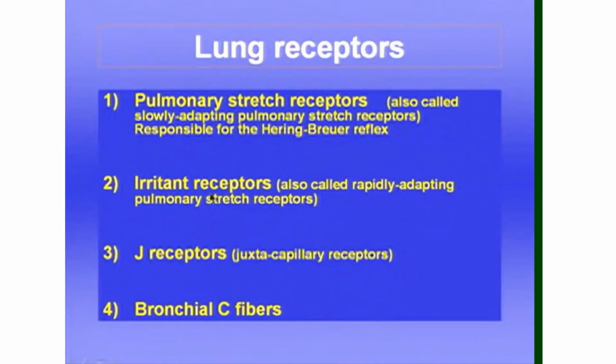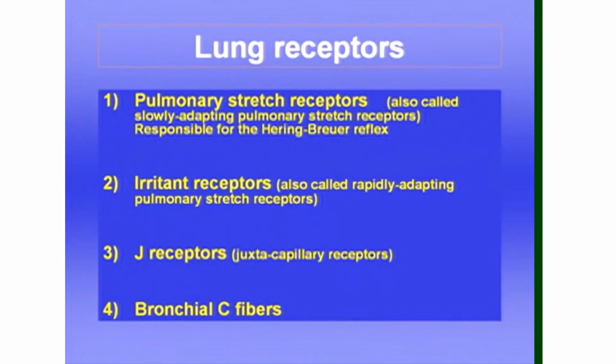The result of these is often to cause bronchoconstriction. And in fact, some people think that the irritant receptors play an important part in asthma, which is a disease causing severe constriction of the airways. But you'll find, for example, in asthma, patients with asthma often will develop an attack if they breathe cold air, for example.